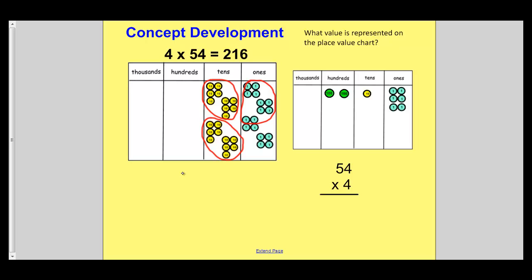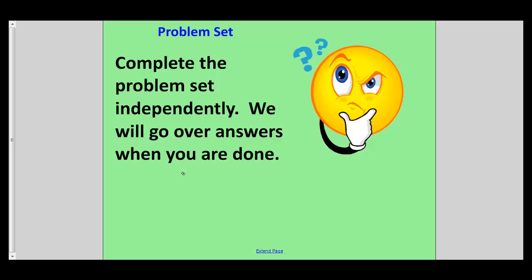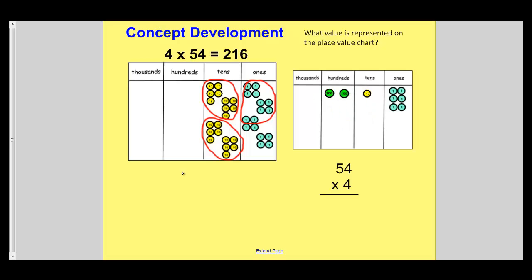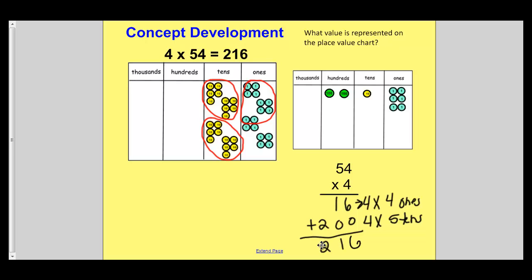Okay? Let's take a look at what that would look like on your standard algorithm over here. So I've got 54 times 4. Okay? So I've got my 4 ones. 4 times 4 ones, which was 16. And then I've got 4 times 5 tens, which was 200. And when I add that all together, I get 216.